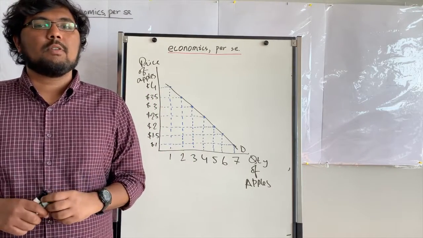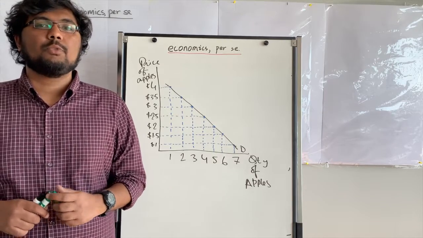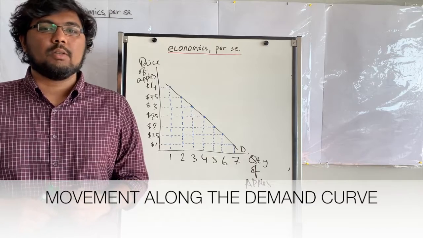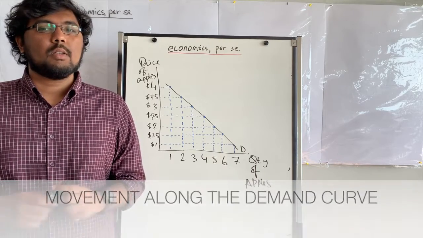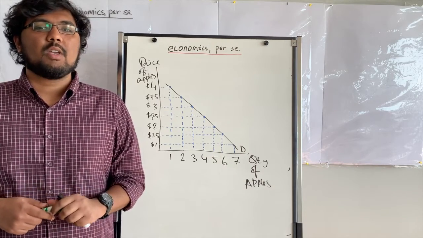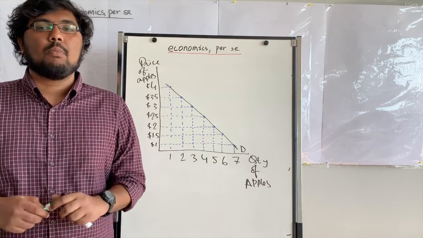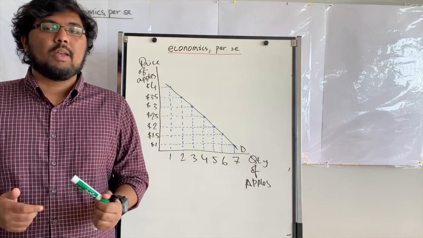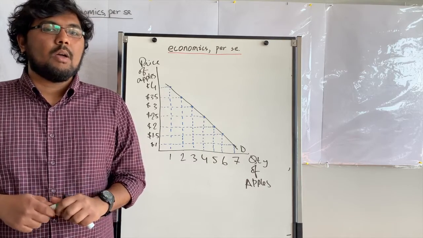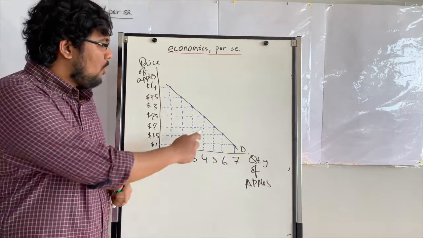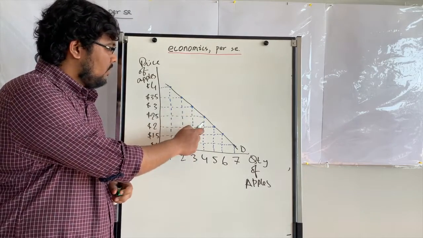Now, there are two types of changes that can come to a demand curve. One of those is movement along the demand curve. A movement along the demand curve is a change in the quantity demanded of a good arising from a change in that good's price itself. This is what happens if we move from one point to another.